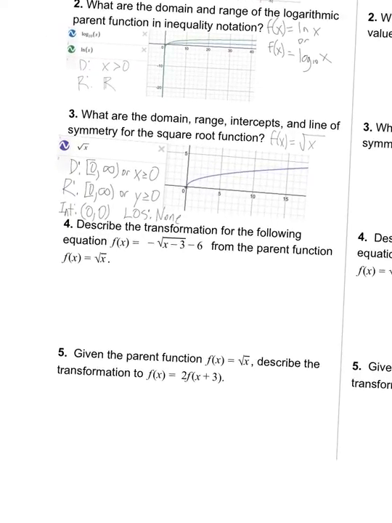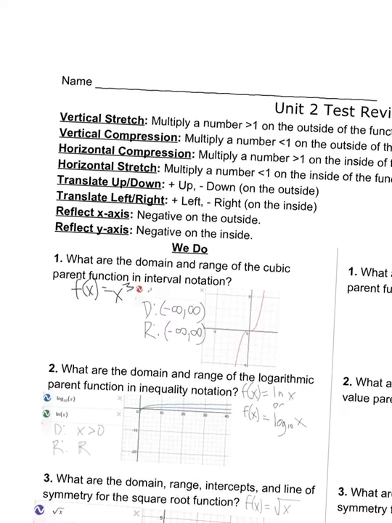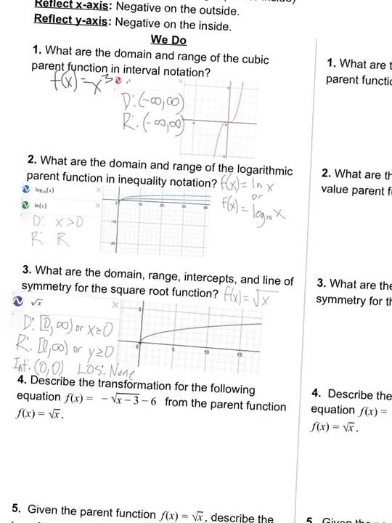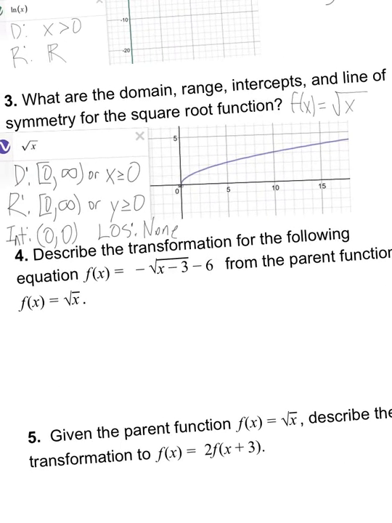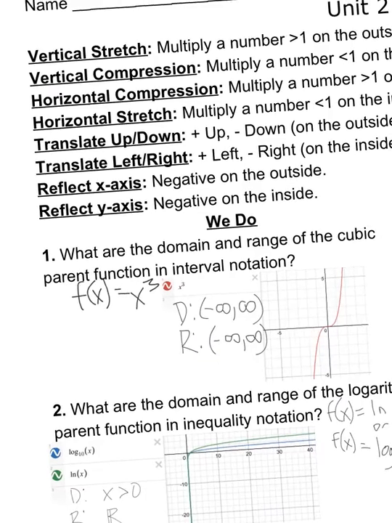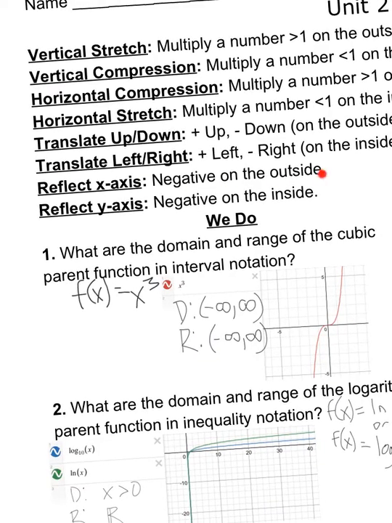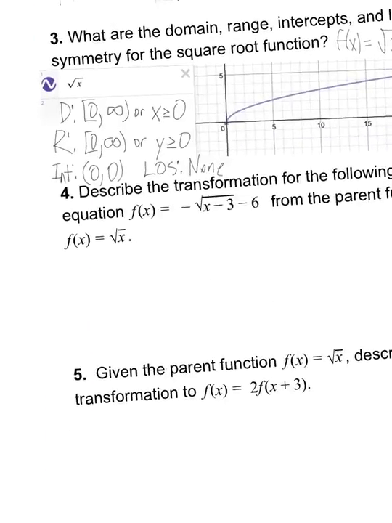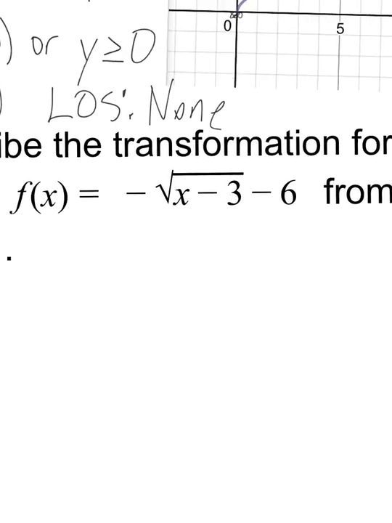Describe the transformation for the following equation: negative square root of x minus 3 minus 6 from the parent function square root of x. So this is where we're going to refer to this chart up here. You have a negative on the outside. So my negative on the outside is going to make it reflect on the x-axis. So I will say reflect on the x-axis.